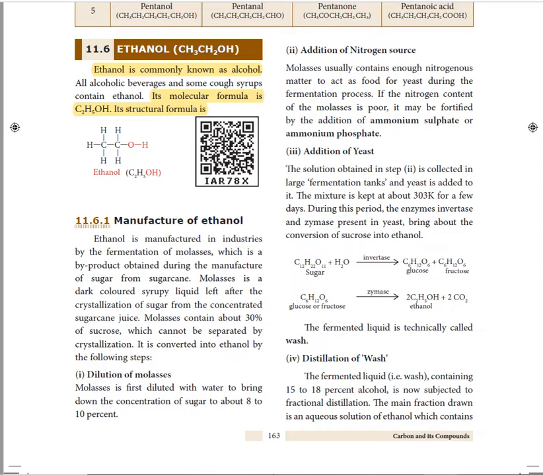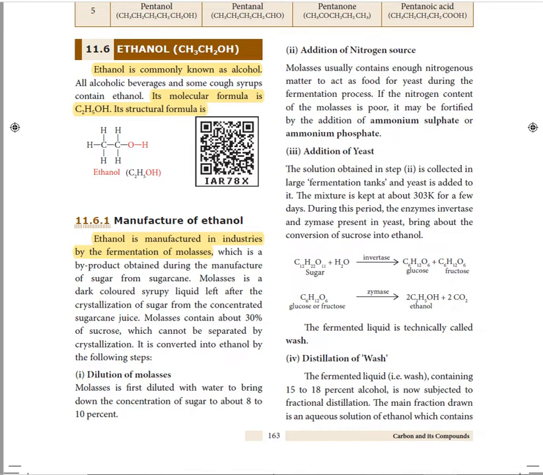Now we shall see how ethanol is manufactured on a large scale in industries. Large scale means in huge amounts. It is manufactured in industries by the fermentation of molasses. Before that, you should know what fermentation is. Fermentation is nothing but the conversion of complex organic molecules into simpler ones by the action of enzymes, the bioorganic catalysts.